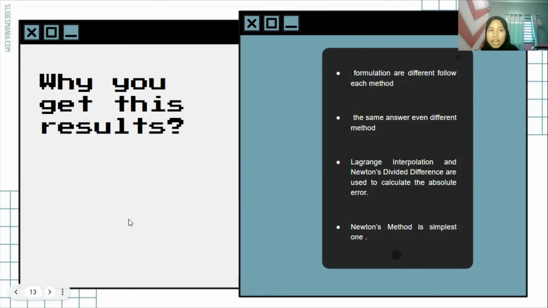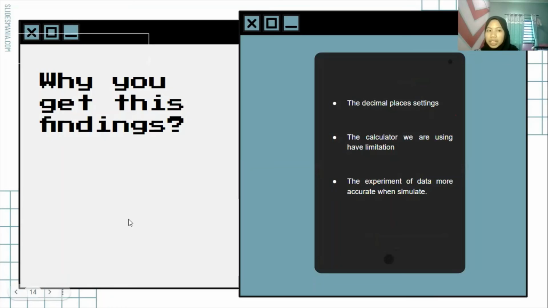Now, why do we get these findings? We get this finding because the decimal place setting is the reason for the discrepancy between the result obtained by manual calculation and the experiment data. The calculator we are using today has a limitation in that it can display 8 bits of data. Meanwhile, the results produced from the experiment data are more accurate because all decimal places were taken into account. That's all from me, and thank you.